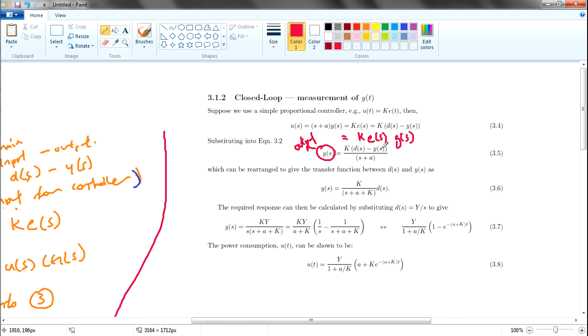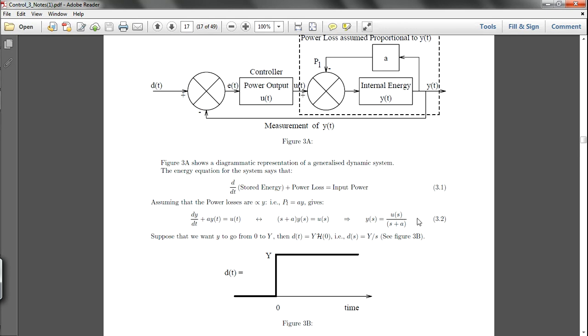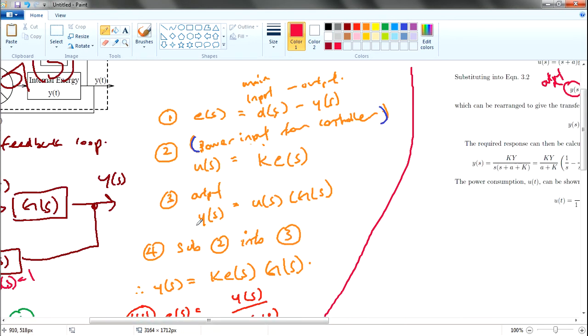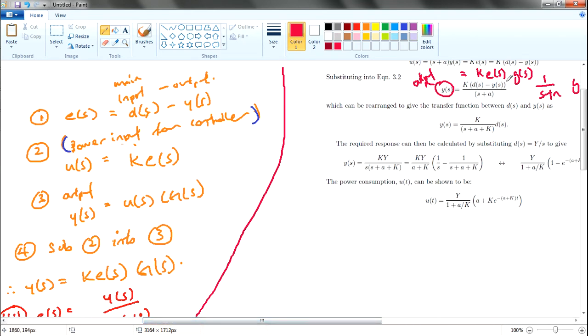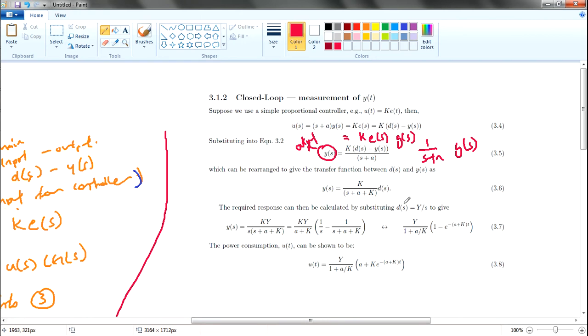So how do I identify who is K, who is E of S? As you know, this portion here is actually K E of S. The numerator is K E of S, while the 1 over S plus A is actually G of S, if you remember from the very early portion over here. So this all makes sense. We also talked about this part over here: Y of S is equal to K E of S G of S. It's the same thing. So therefore, you can just rearrange, and eventually you'll get this one. So what is this one?